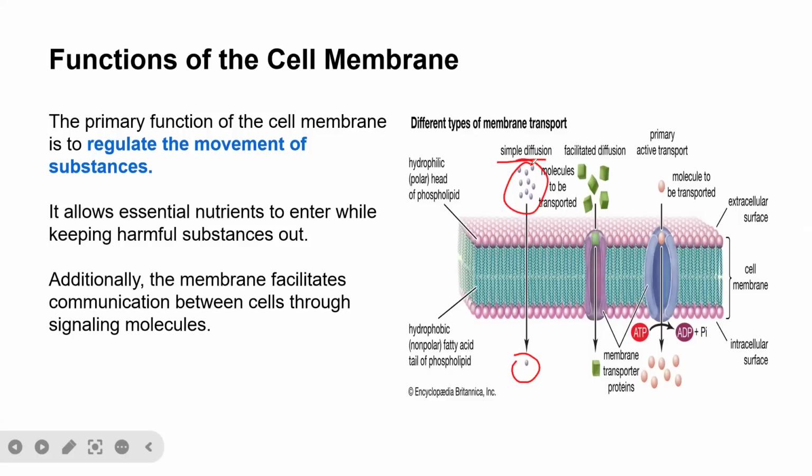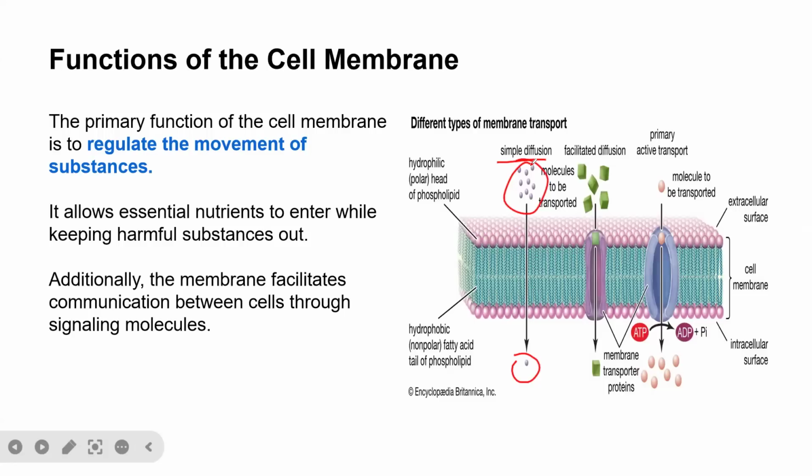Then facilitated diffusion is a type of transport that requires a carrier to move substances across the cell membrane from the region of higher concentration to the region of lower concentration. Then the next thing is primary active transport.